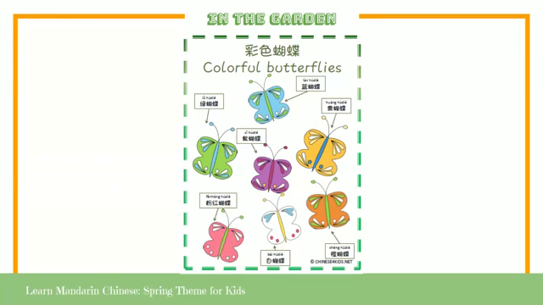Okay, do you know all the colors now? I will only say the colors. 蓝, 绿, 紫, 黄, 粉红, 白, 橙. Good.